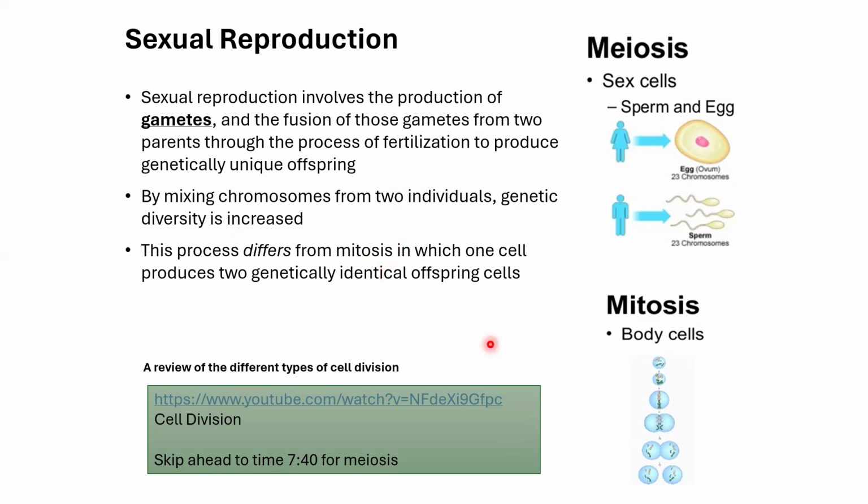This process is different from mitosis in that one cell basically produces two genetically identical offspring cells.